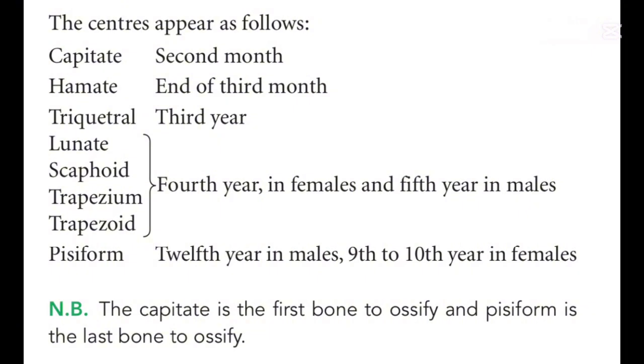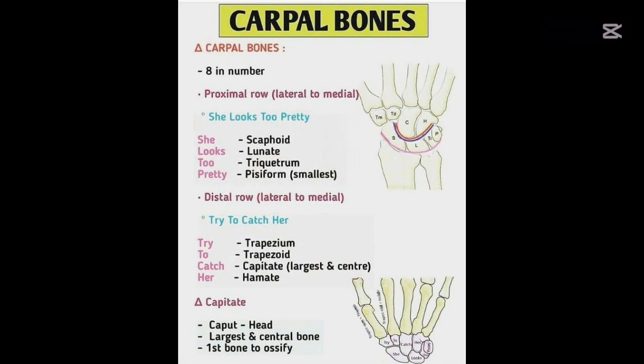You get it now? The scaphoid, lunate, trapezium and trapezoid all ossify in the fourth year in female and fifth year in male. So I hope it all made sense to you and you understand all what I've said.